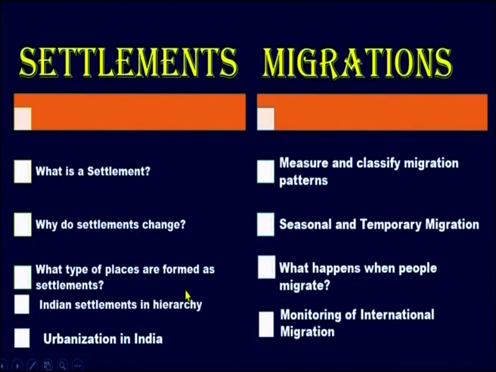So, this chapter is divided into two parts, that is settlements and migration. Under settlements, what are the topics we are going to discuss? What is a settlement? Why do settlements change? What type of places are formed as settlements? Indian settlements in hierarchy, urbanization in India.